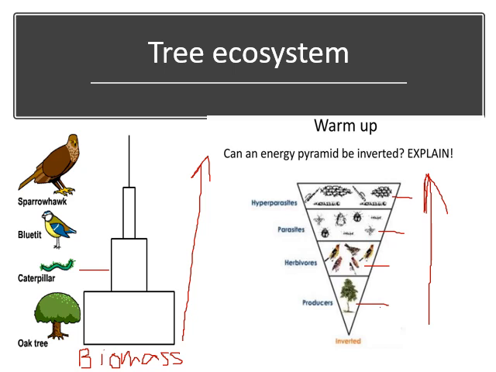So when you get a question on tree ecosystem, or a question like give an example of an inverted pyramid, then don't simply write tree ecosystem. Mention that the pyramid of number of a tree ecosystem is inverted. And what about the pyramid of biomass of a tree ecosystem? That is upright.